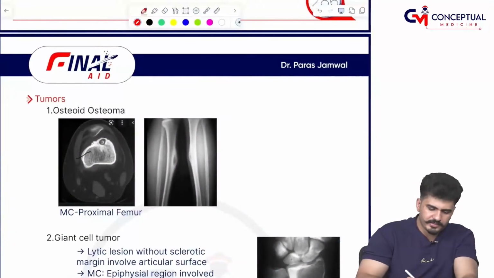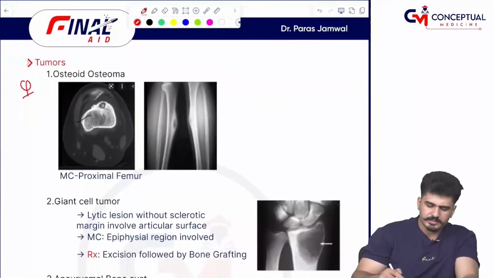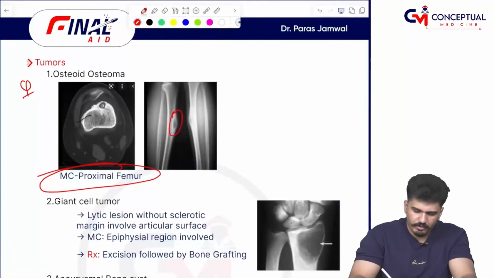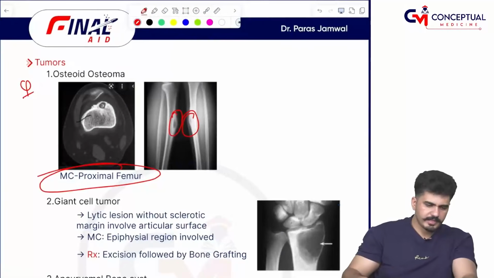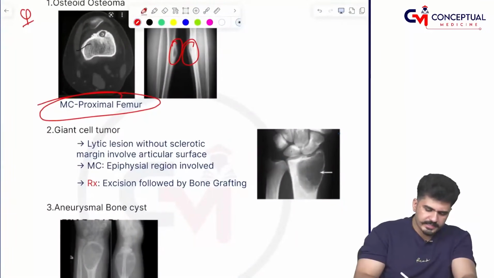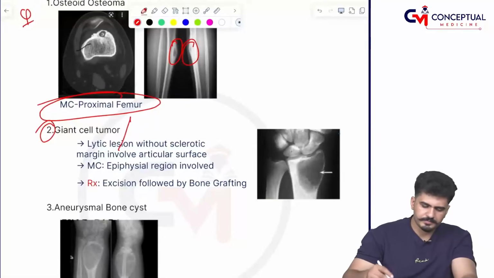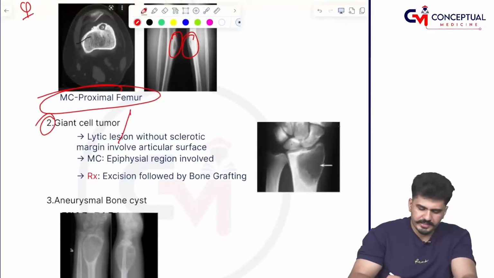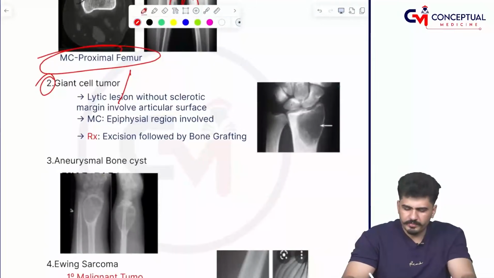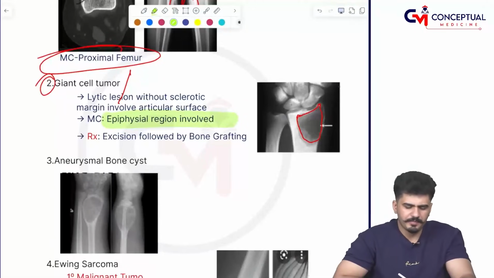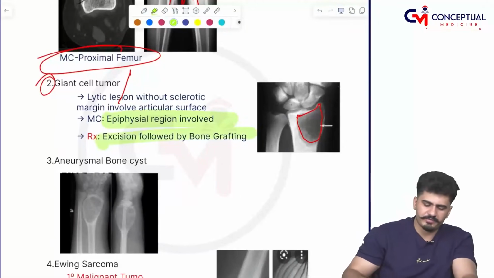My dear friends, coming on to the second last topic, that is tumors. Osteoid osteoma is the most common benign tumor of the bone. Proximal femur is most commonly getting involved. Second thing, remember, giant cell tumor, also called osteoclastoma. Giant cell tumor, GCT, lytic lesion without sclerotic margins, forming a soap bubble type of appearance, and the area involved is the epiphyseal area. Treatment is excision plus bone grafting.